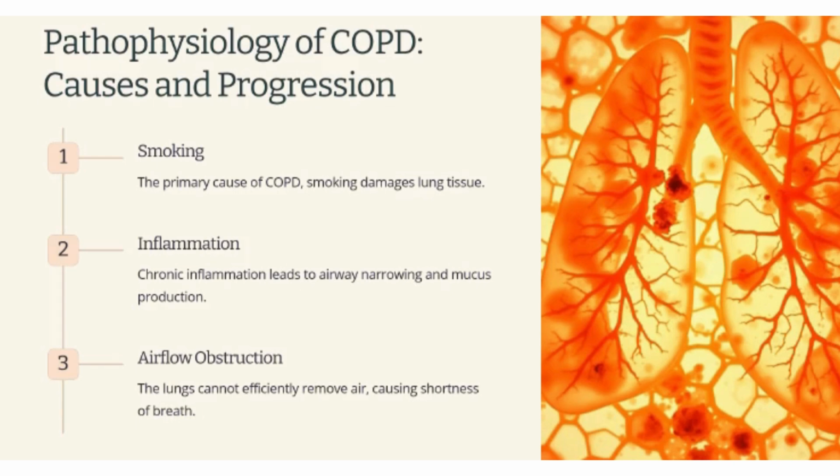Now major risk factors include smoking, exposure to the pollutants, and genetic predisposition, for example, alpha-1 antitrypsin deficiency. So this was all about the pathophysiology. Smoking, which I just mentioned, is the primary cause of COPD. It damages the lung tissue and the elasticity. The chronic inflammation leads to airway narrowing and mucus production. Then airflow obstruction: the lungs cannot efficiently remove air, causing shortness of breath.